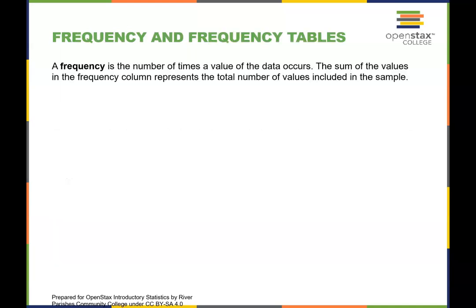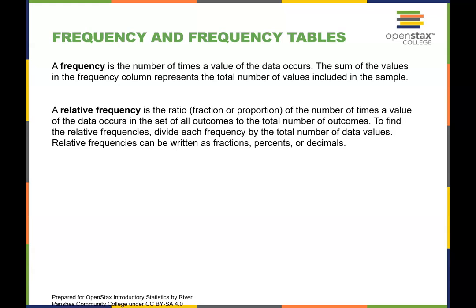Frequency and frequency tables. So frequency is just the number of times a value of the data occurs. The sum of the values in the frequency column represents the total number of values included in the sample. So that would be our N. Relative frequency is the ratio or the fraction or proportion. Sometimes we write it as a decimal, sometimes a percent, sometimes as a fraction. It really depends. It's the number of times a value of the data occurs in the set of all outcomes to the total number of outcomes. So you're just going to divide the occurrences over the total to find the relative frequencies. We can write them again as fractions, percents, decimals.